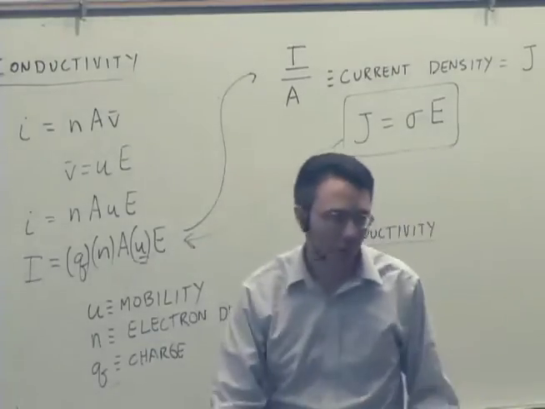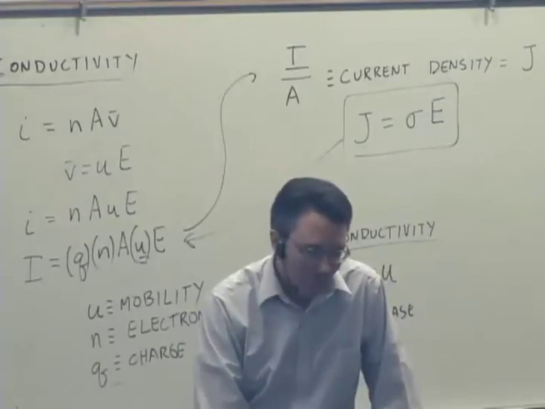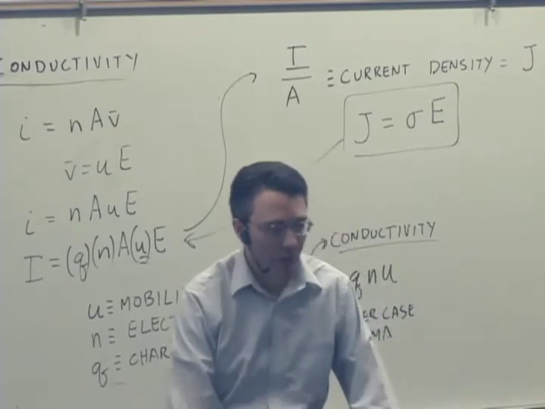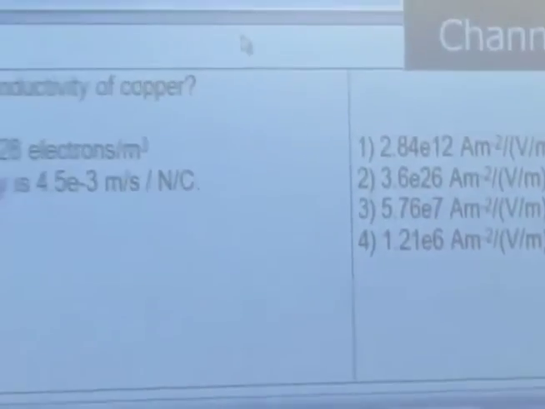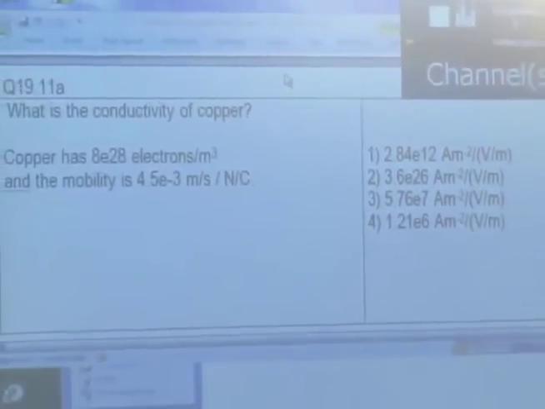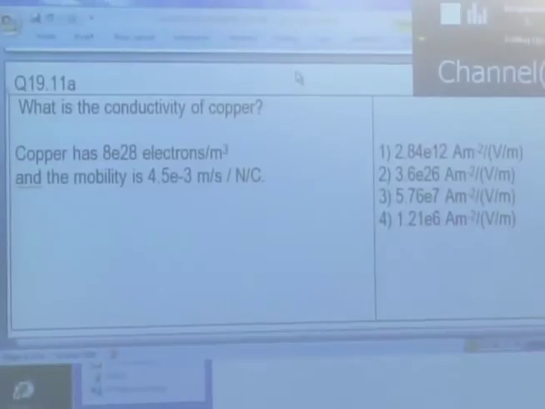Okay? So let's just try a quick calculation. Again, nothing too fancy here. If you know that copper has an electron density of 8 times 10 to the 28 electrons per meter cubed, and a mobility of 4.5 times 10 to the minus 3 meters per second divided by newtons per coulomb, what's the conductivity? The units are kind of funny looking, but we'll simplify the units in just a second.